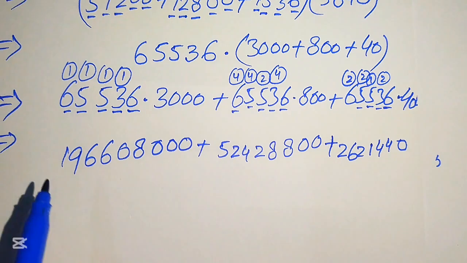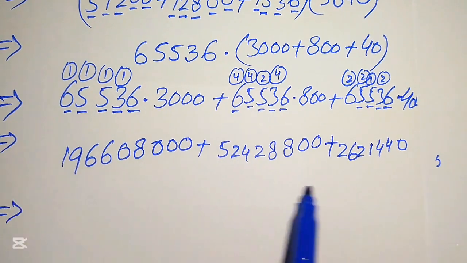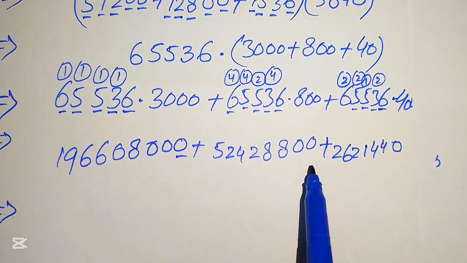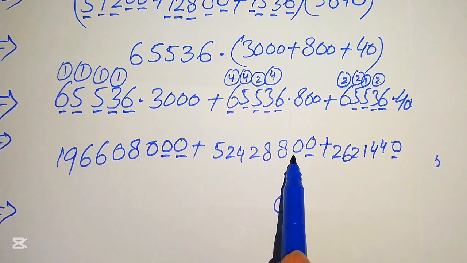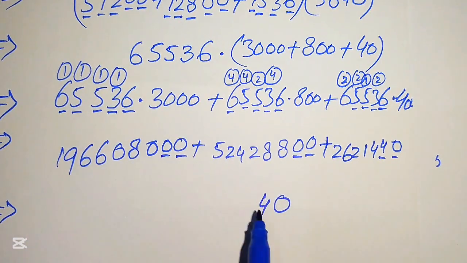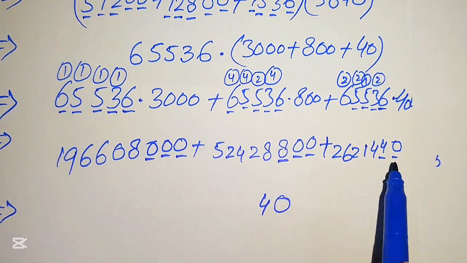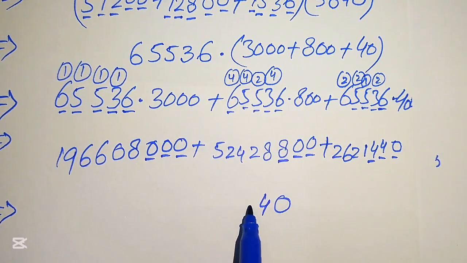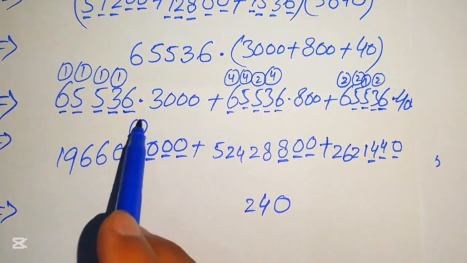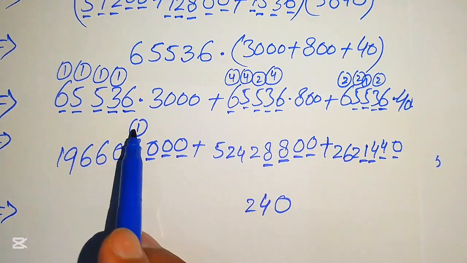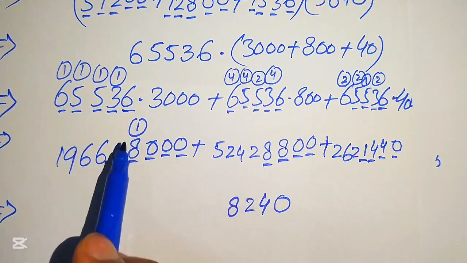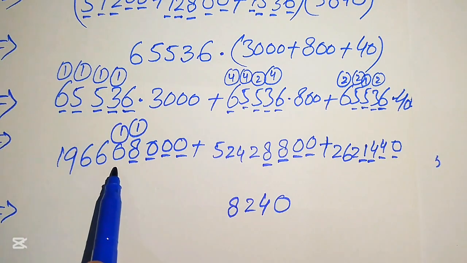And now in the final step we need to sum up all of these values, and you see this is 0 plus 0 plus 0 becomes 0, and this 0 plus 0 plus 4 is 4. This 0 plus 8 plus 4 becomes 12. We write 2 and carry 1. So 8 plus 8 is 16. 16 plus 1 is 17. 17 plus 1 is 18. We write 8 and carry 1.